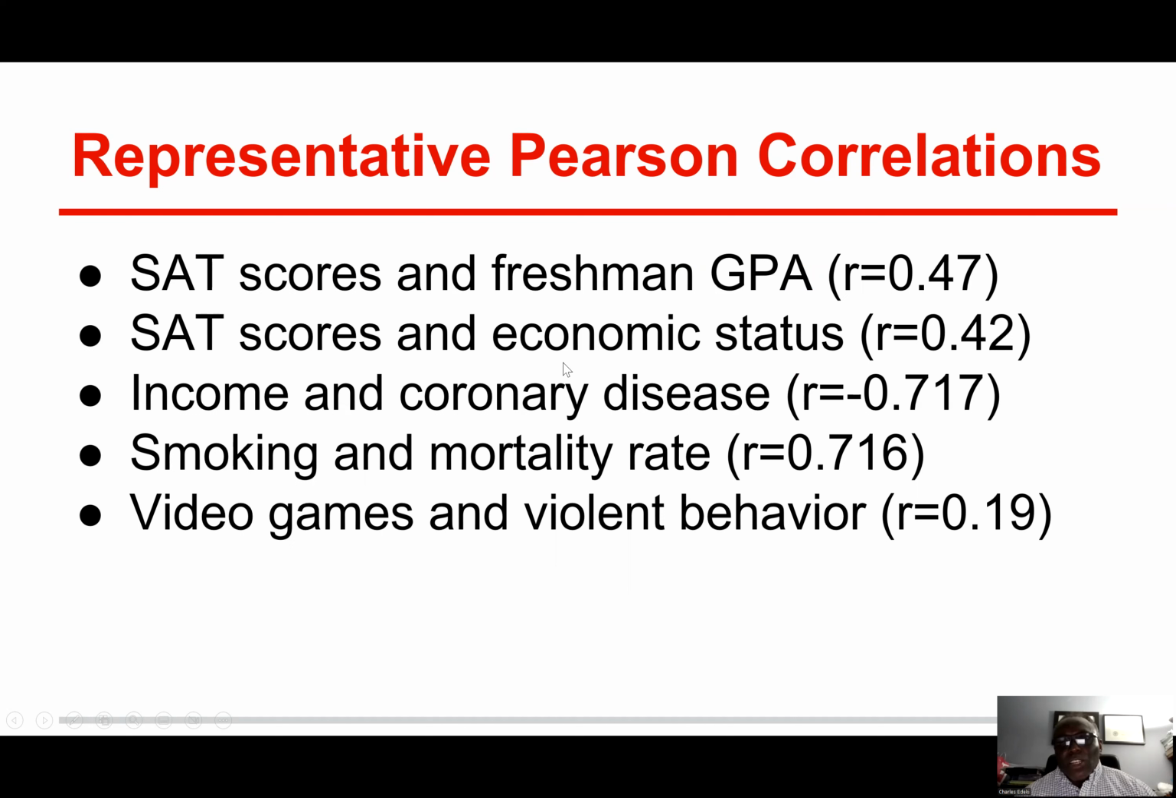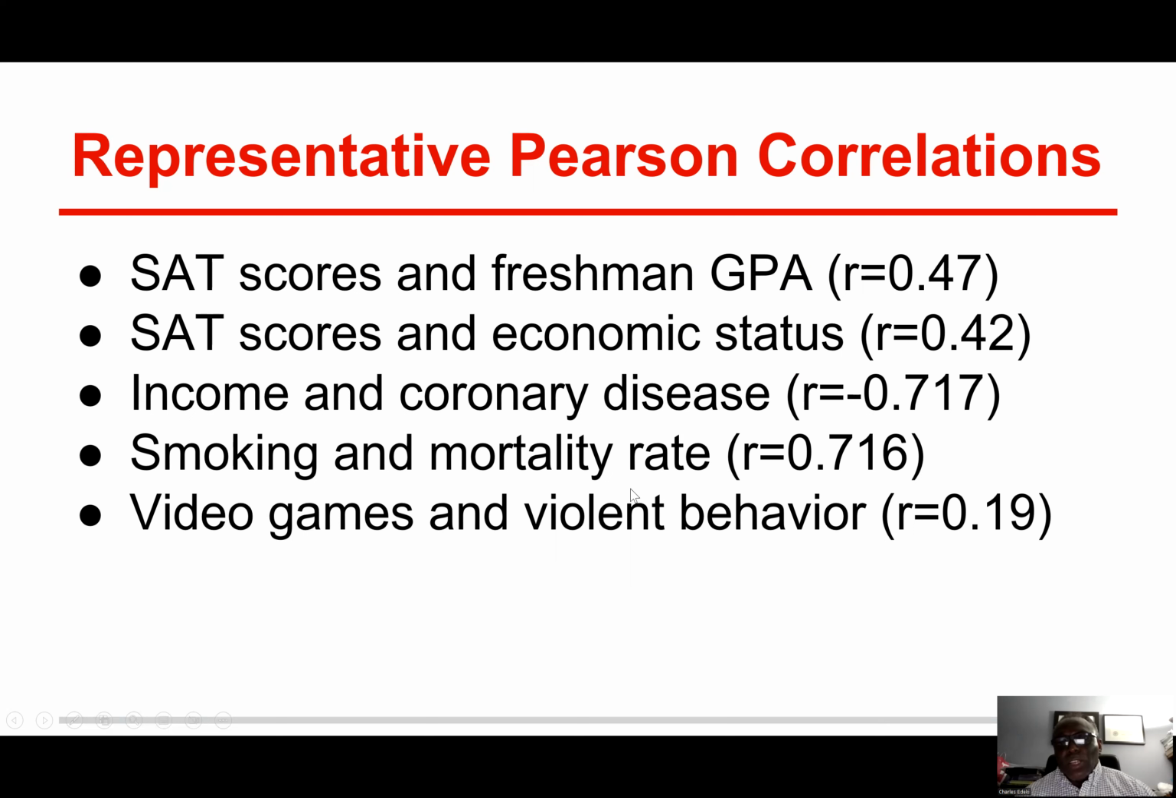Also, we have SAT score and economic status. It's 0.42, so it's an increasing relationship, but weak. Then income and coronary disease. Here we can see it's negative 0.717. This is very important because it means that if I have a lower income, the chance of getting coronary disease is high, because this is a decreasing, negative relationship. So if income is low, coronary disease will be high. If income is high, coronary disease will be low.